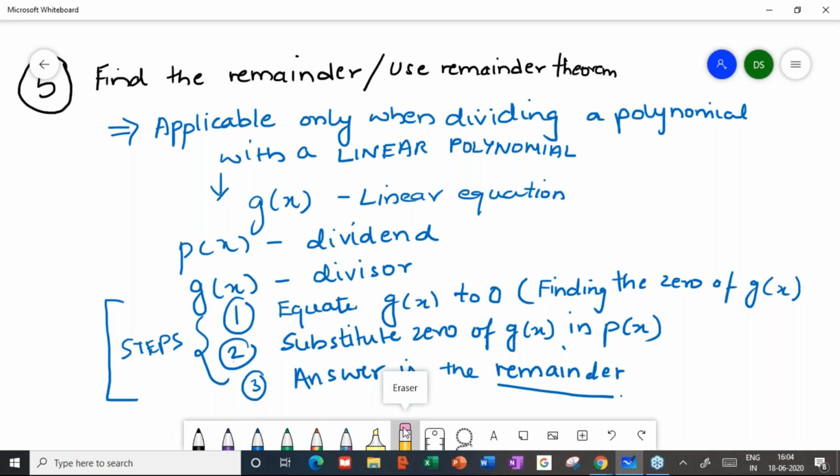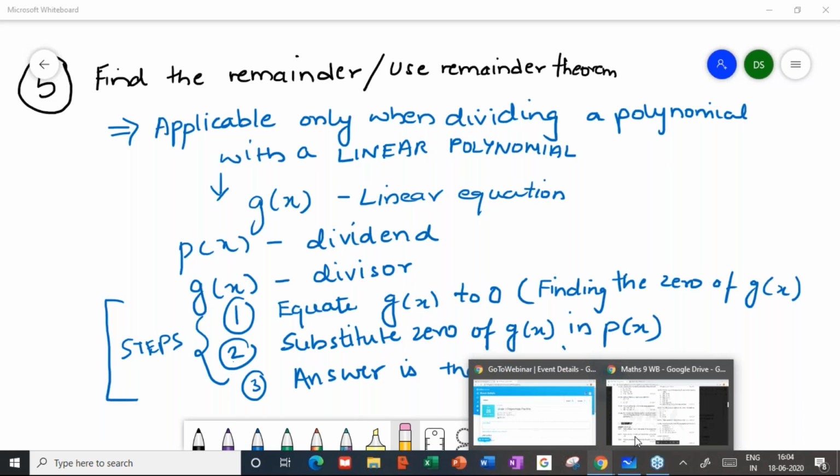Should I write it down or is it clear? Is anybody still having doubts about how to find the remainder if the method is not specified or understood? Nice. Okay, I'll just repeat once in case you have doubts.